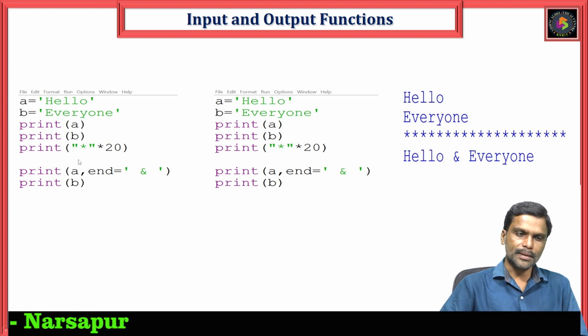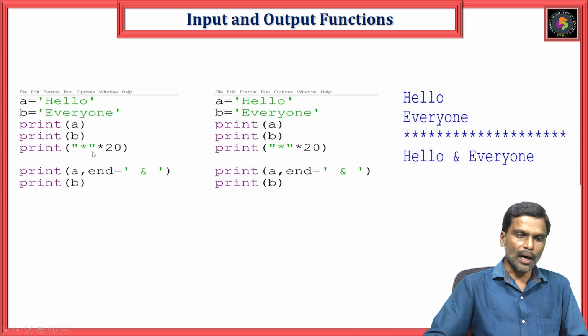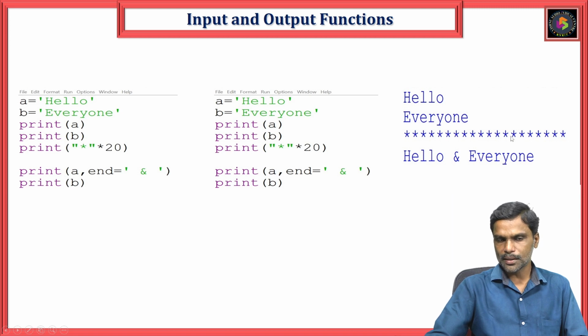Then print star, which I am taking as a string, multiplied by 20. That means the star string should be printed 20 times. Here, if you write star times 20, this will print 20 stars. So as I am taking star, 20 stars are present here.